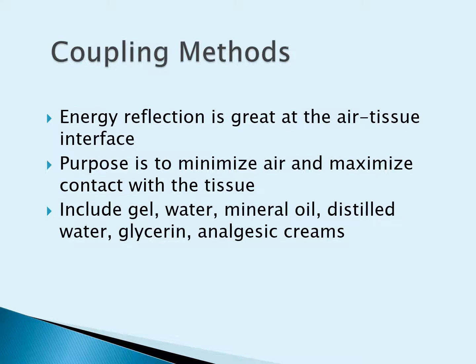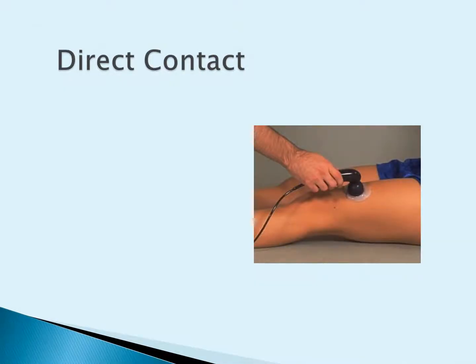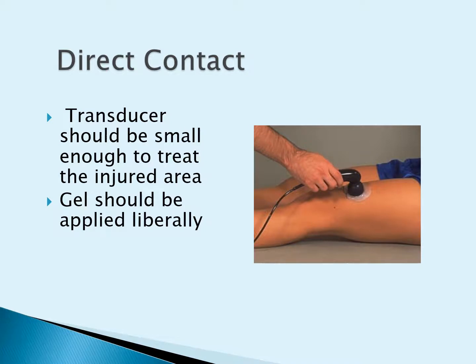We can also use analgesic creams, such as steroid-type creams or anything like that, but gel is typically what we're going to use for ultrasound. Direct contact ultrasound means we're going to use the gel, and the transducer itself is going to be in direct contact with the skin. It needs to be at 90 degrees, or perpendicular, to the skin.